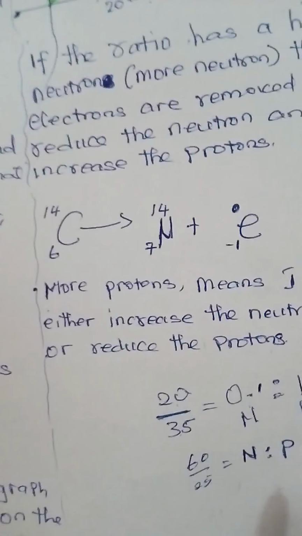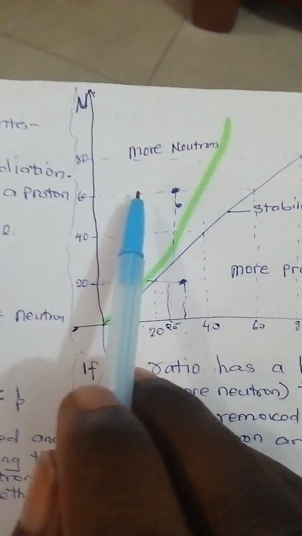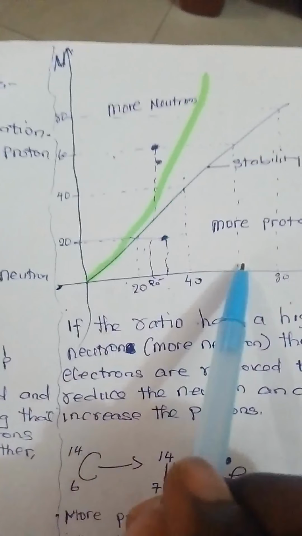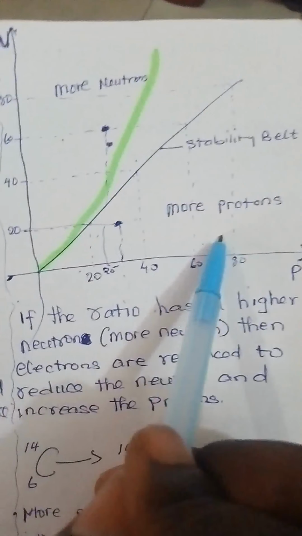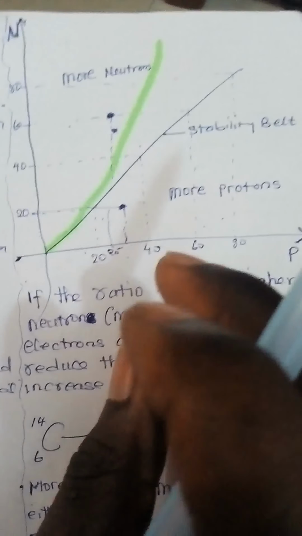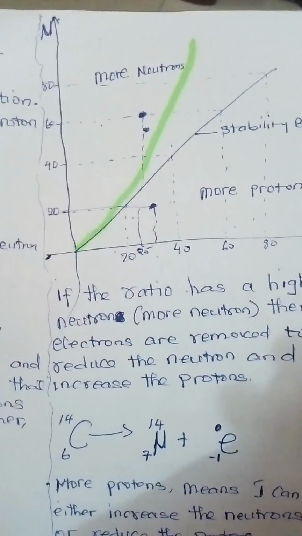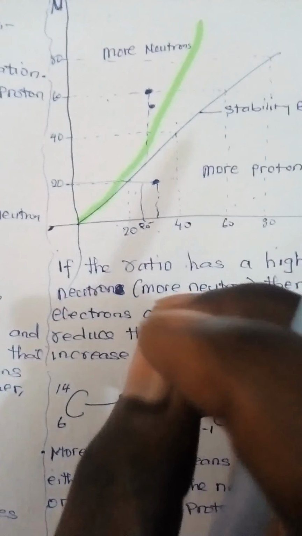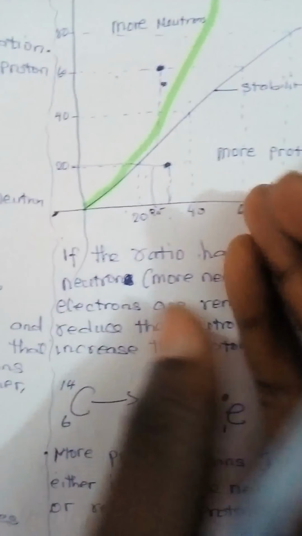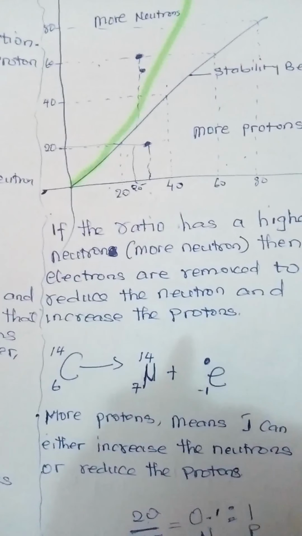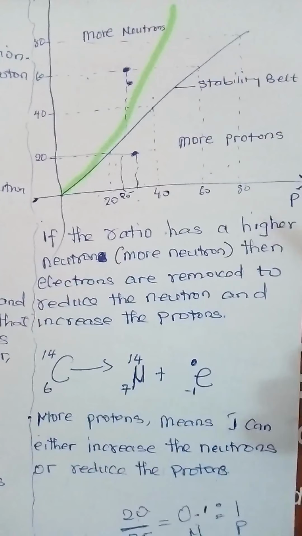It helps us to determine whether a nuclei is going to be stable or unstable. Then number two, it helps us to predict the type of radiation that's emitted by an unstable nuclei. So in my next video, I'm going to show you how you can actually use it to predict different radiation, whether the radiation is going to be alpha, or beta, or positron. That can be determined by the band of stability.